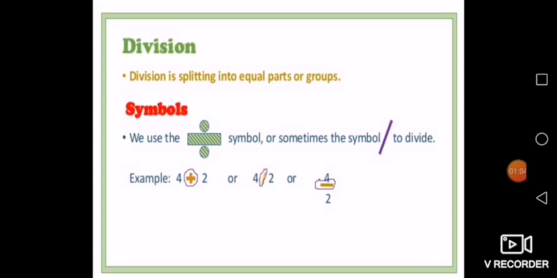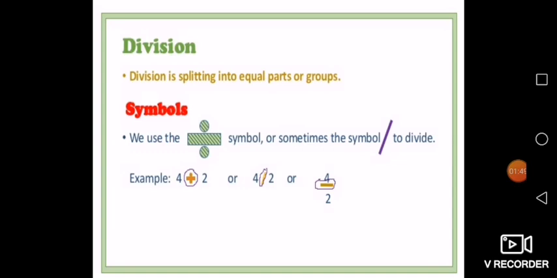Now symbols. What are the symbols we use while doing division? We use this division symbol, or sometimes the slash, or "upon" or "by" also. Sometimes it is written in the exercise to divide this number by another number. So that is also a symbol of division. "By" will be written over there. So division is yet another very important basic operation of mathematics.